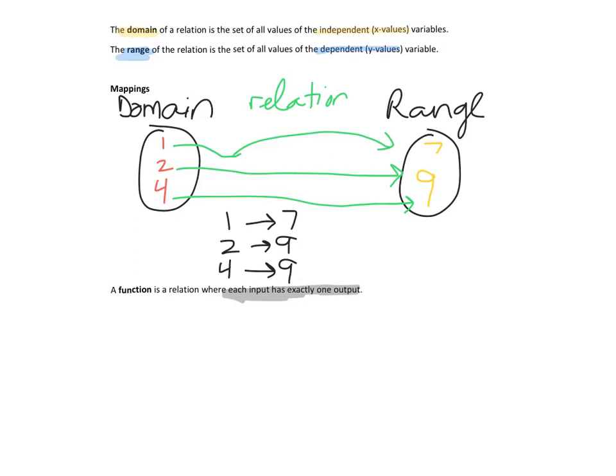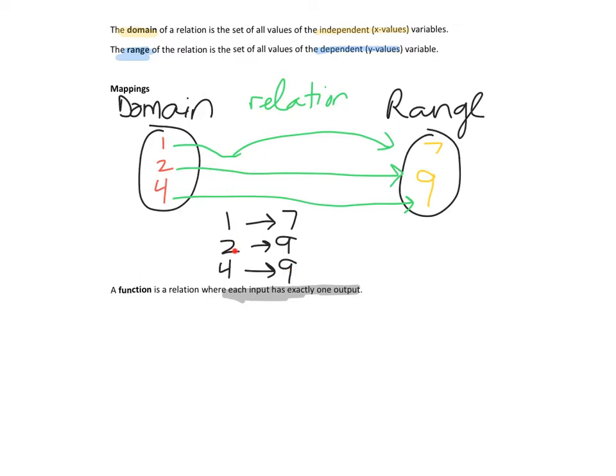All right, so let's look at what we just came from on this previous page. 1 went to 7. This input, or domain, went to 9. And this input went to 4. So all of our inputs, all of our x values, did they each have exactly one friend? Yep, 1 goes to 7, 2 is friends with 9, and 4 is friends with 9.